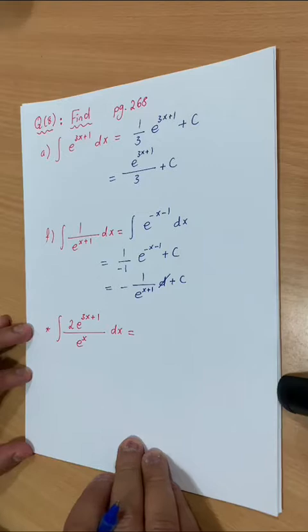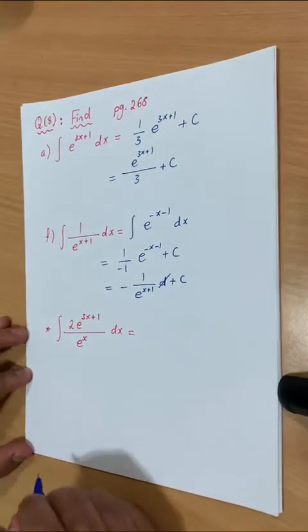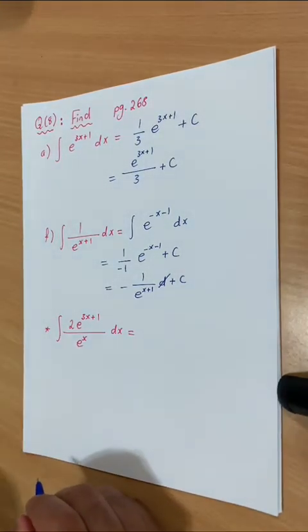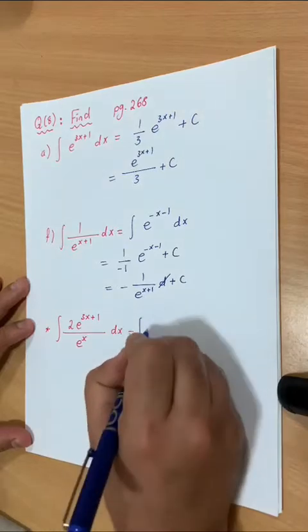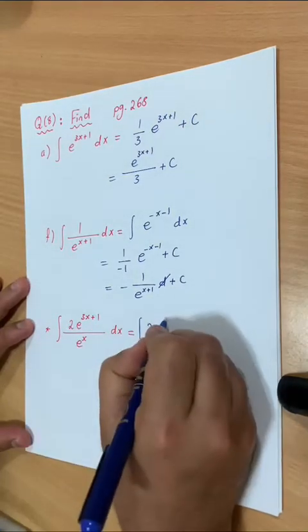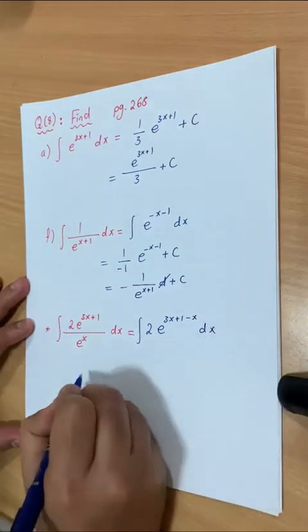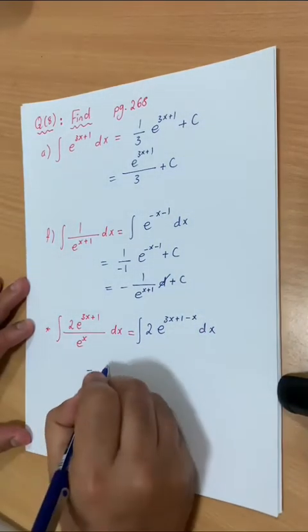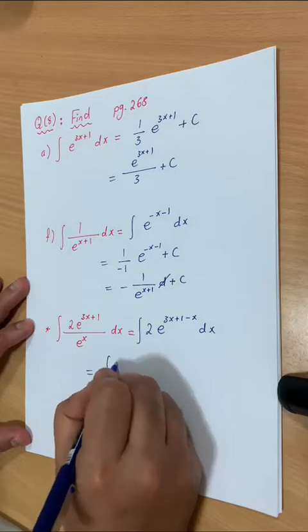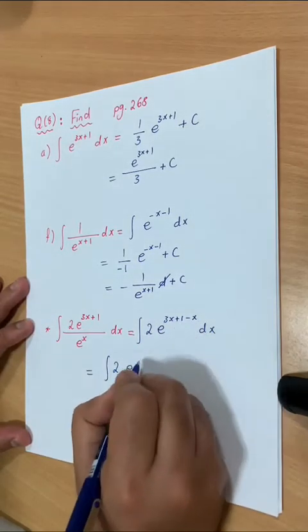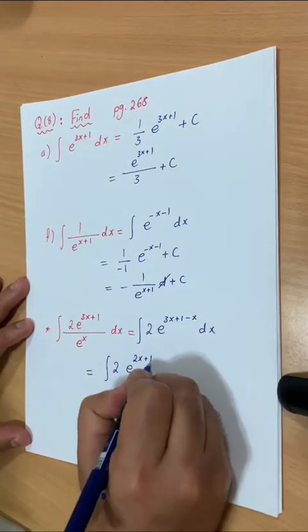That's it. Here, first of all, you have to combine the powers, because in case of dividing same bases, you have to subtract the powers. So it's the integration of 2 e power of 3x plus 1 minus x dx. Yes. Keep the 2 as it is. Integration of 2 e power of 3x minus x is 2x plus 1 dx.